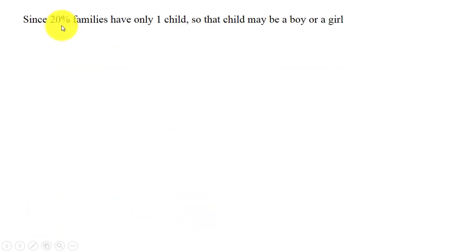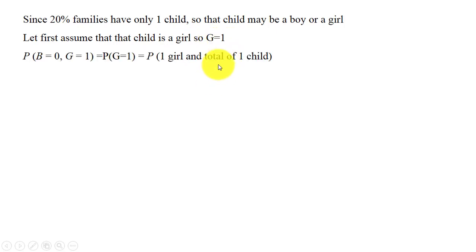Now it is given that 20% of families have only one child, and that child may be a boy or a girl. Okay. So we have the following possibilities. That child is a girl, that is one possibility, that is G equal to 1, or that child is a boy. So assume that child is a girl here. If there is a girl, it means that there is no boy. So B equal to 0, G equal to 1, because we have only one child.